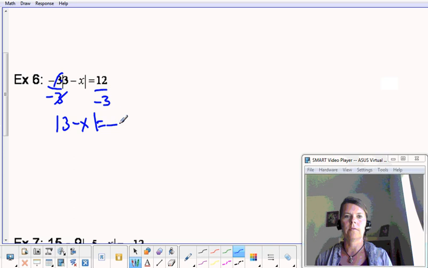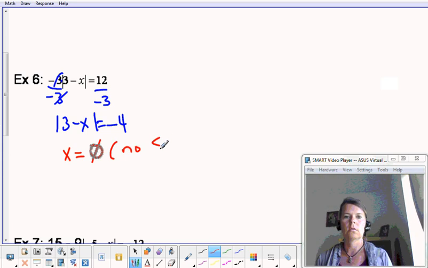equals negative 4. Now hopefully you notice again that we have an absolute value equals a negative. Absolute value is distance from 0. It can't be negative, so again x equals no solution. And it's good to write no solution in case you get home later and go, what does that mean again? So write yourself a note.